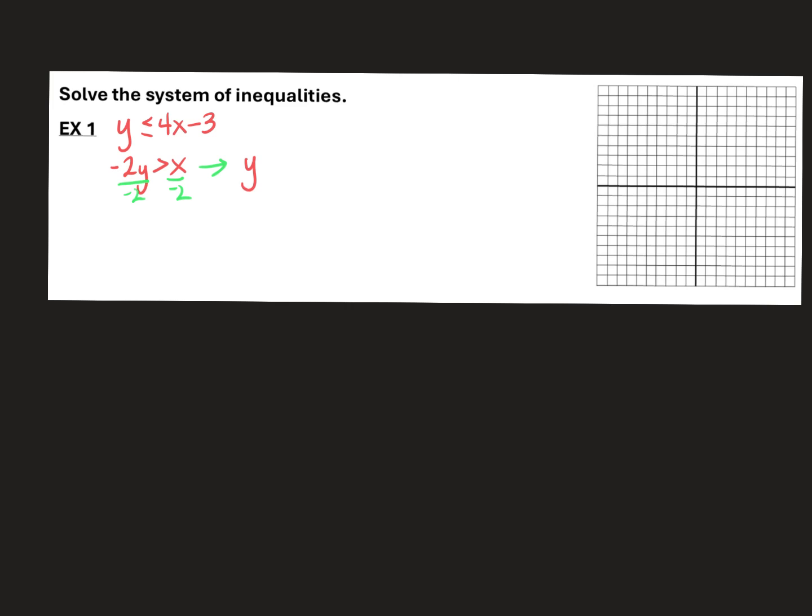So I divided by negative 2, and I need to flip the inequality symbol over. So y is less than negative 1/2 x. So I can name the slope and the y-intercept for each of these. The slope is 4 for this first one. The y-intercept is negative 3. I will draw a solid line because it's equal to, and I will shade below the line. So if you will please make sure to write that. That is your work for this particular problem.